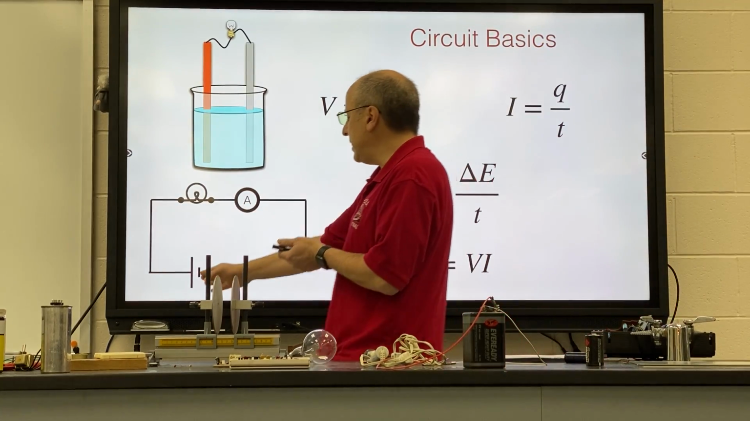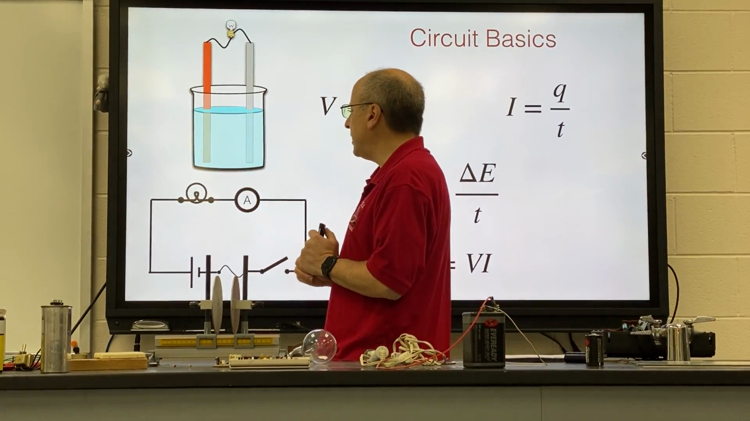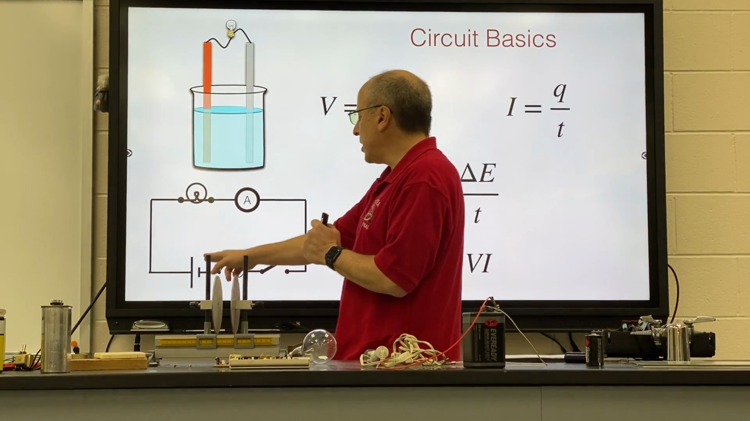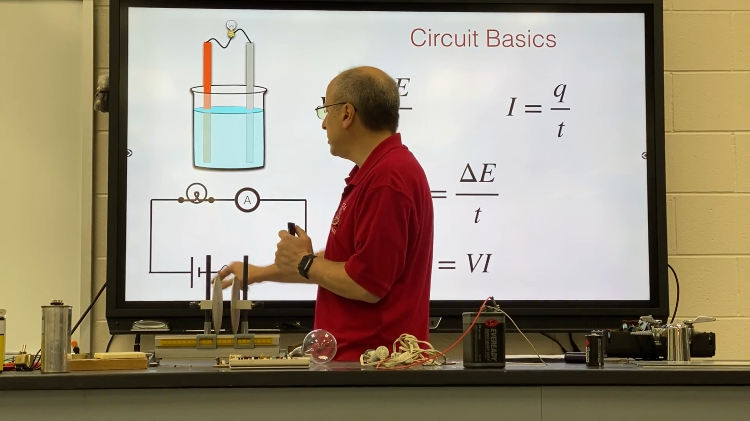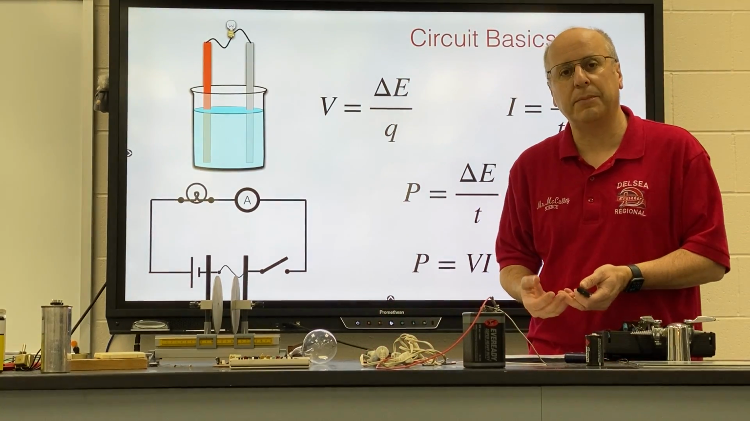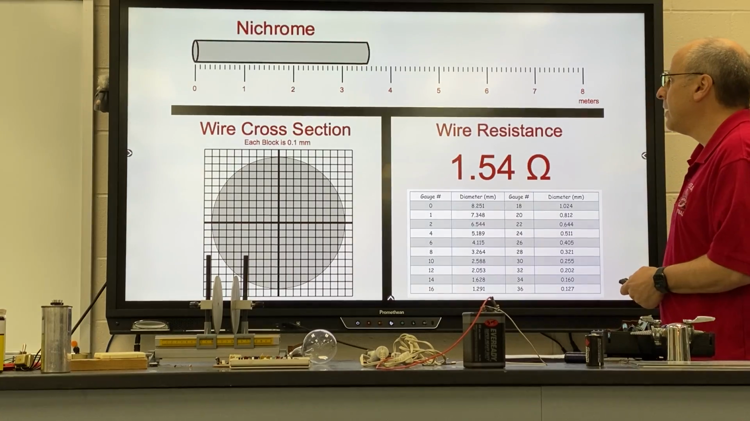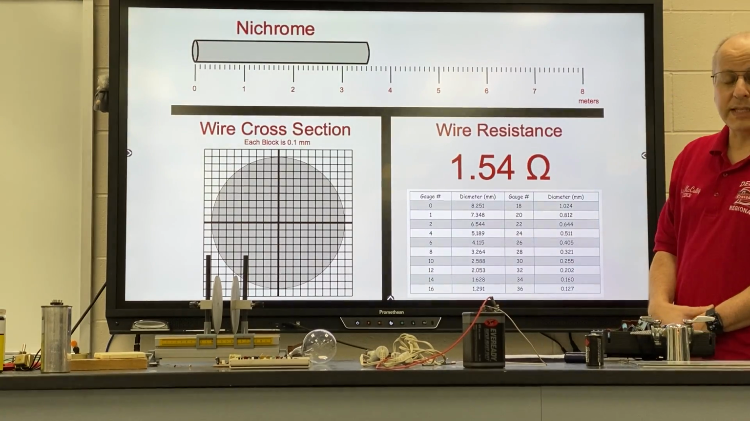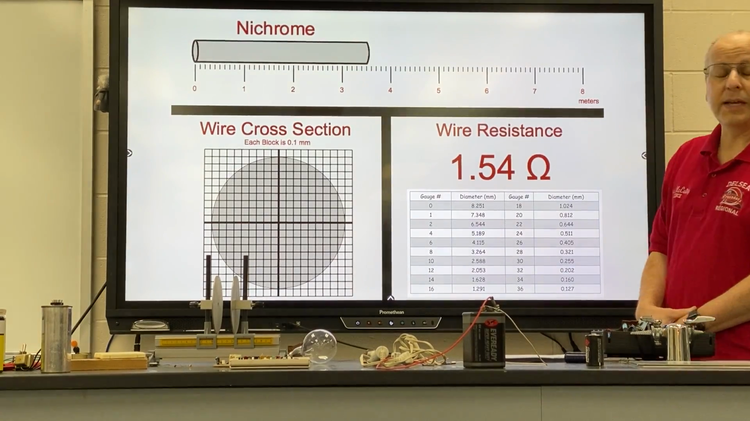Voltage again is created in the battery, used up in things like the light bulb. The current is the flow of the charges through the circuit, and the power is the energy that you're using up each second. Okay, then we had the term resistance, and we looked at resistance of things like wires.